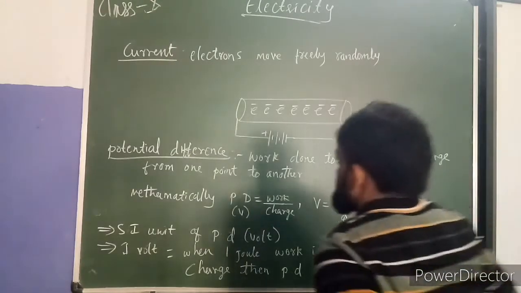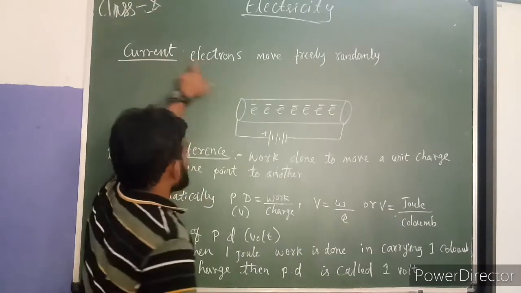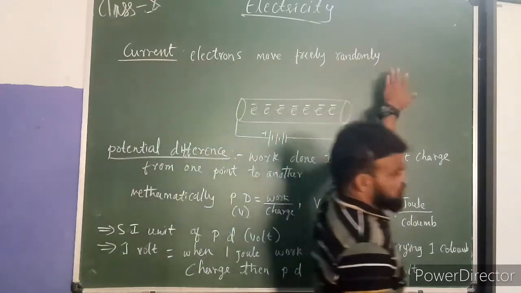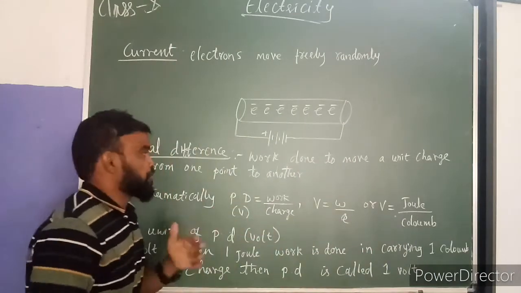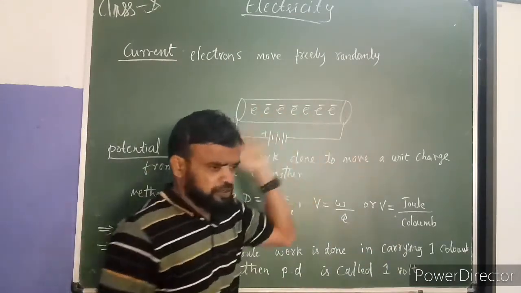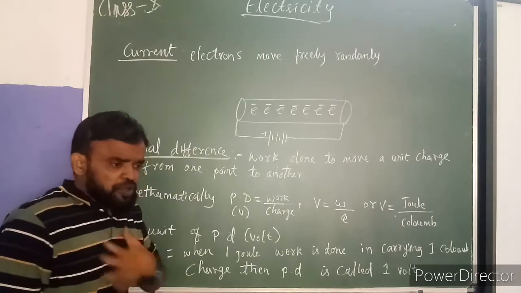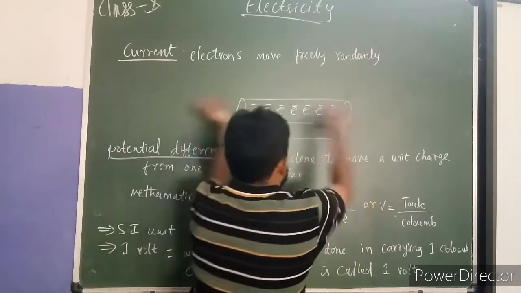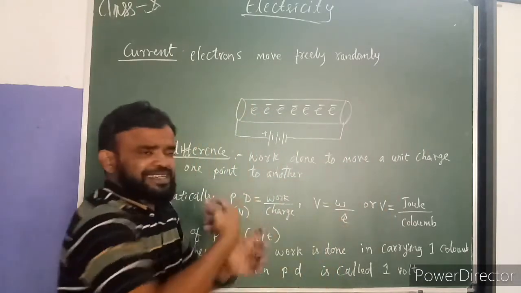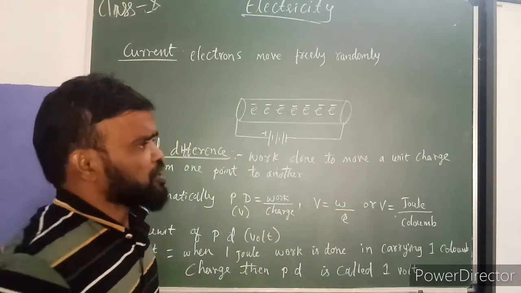So here in the current, the electrons move freely and randomly. When the current flows, the electrons move here and there. You already know that. We want to take the electrons in one direction. They are moving randomly here and there, just like the scattering of light.